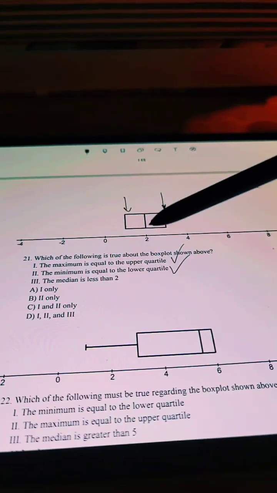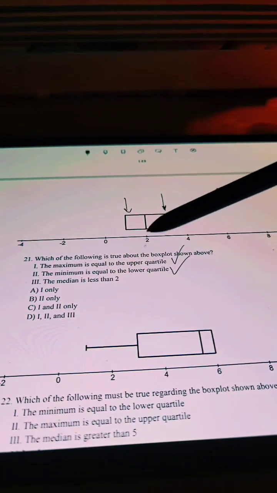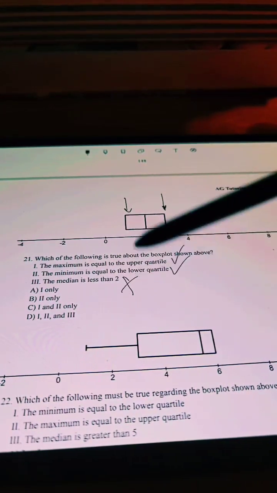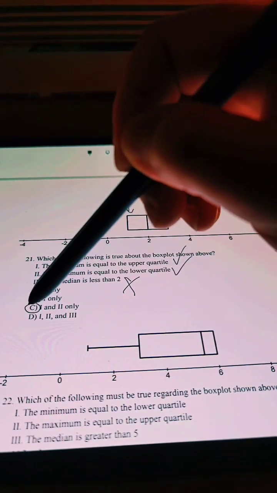And it says the median is less than 2. That does not track because the median is exactly at 2. So it would just be 1 and 2, C.